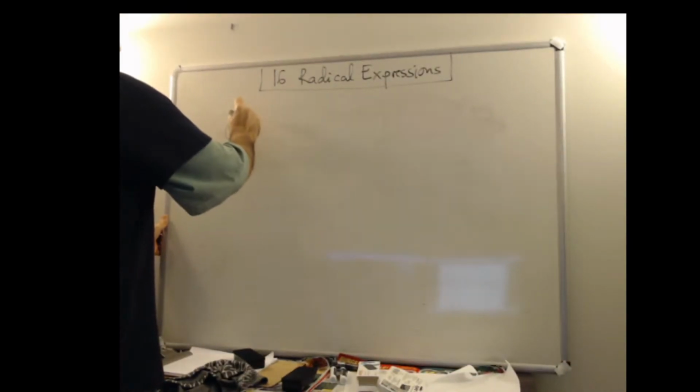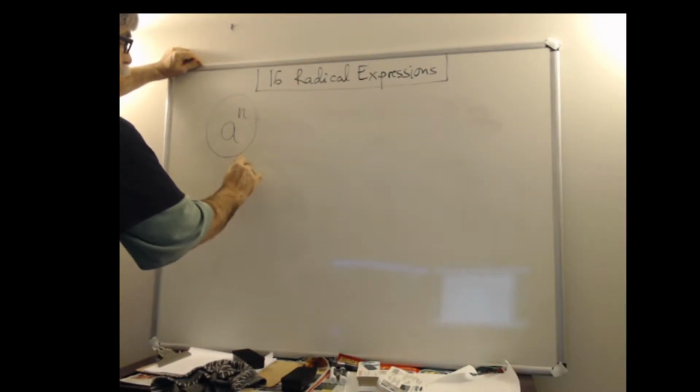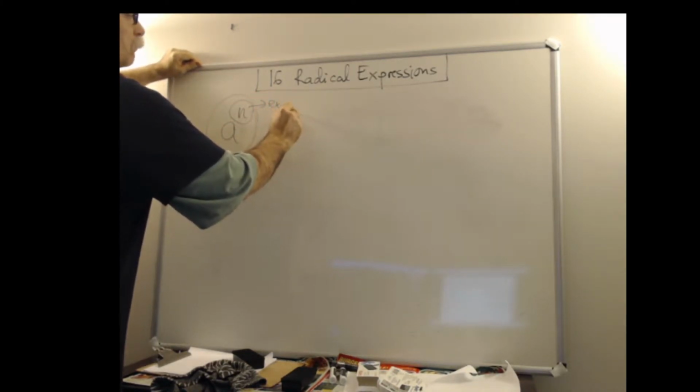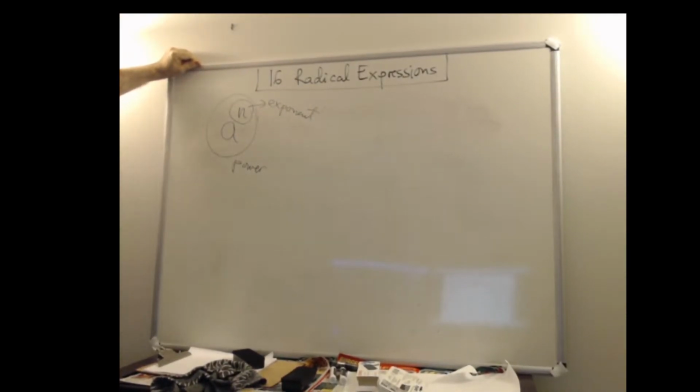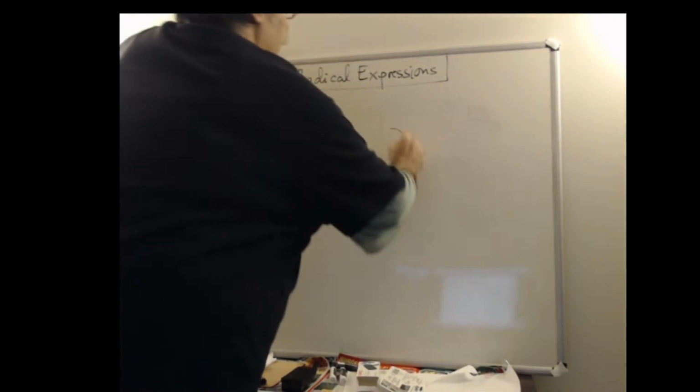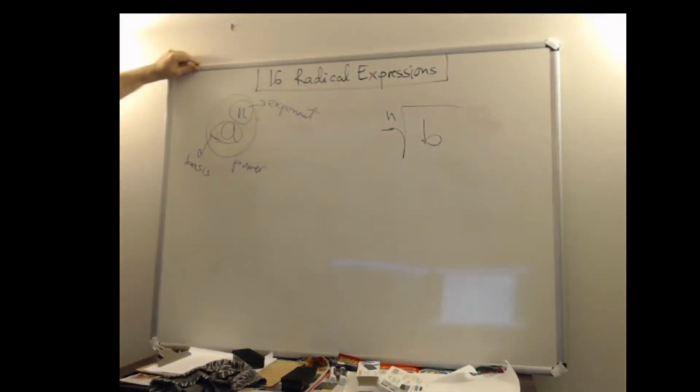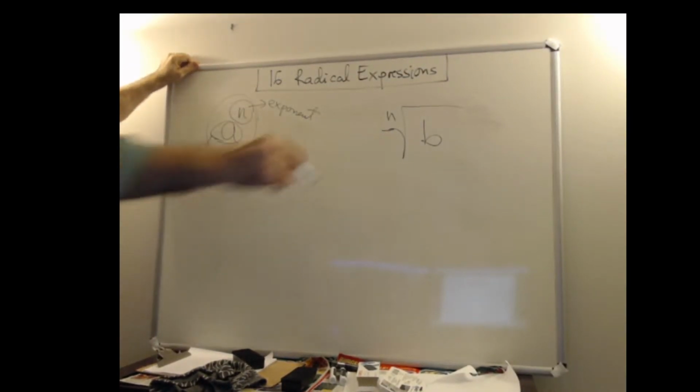When you write something like this, we call this power. We call this guy exponent. Sometimes we abuse language, so we call that power as well. But this guy is simply a base. Now we have something similar for radicals. When you have a radical, we also have names for this stuff.